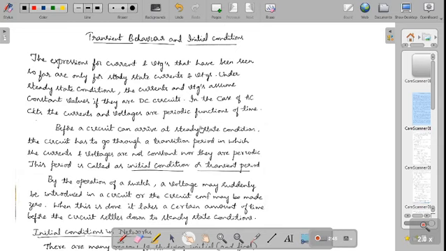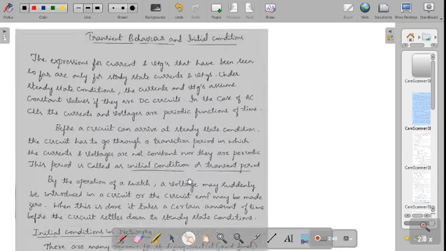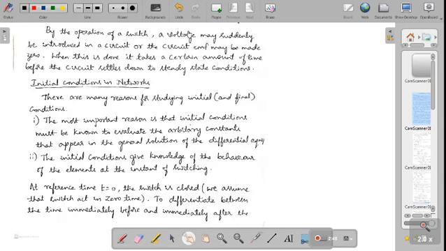As I said earlier, if there is an inductor or capacitor in the circuit, it takes some amount of time to reach the steady state. That particular period of time which is taken is called the transition period, or is also called the initial condition.